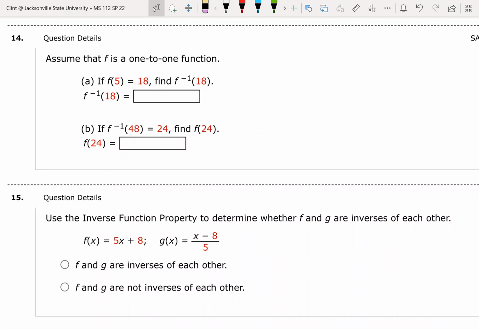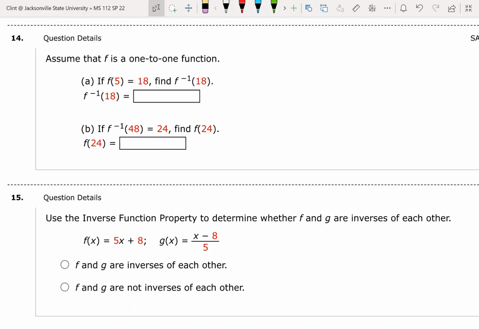Problem 14 says assume that f is a 1-to-1 function. So that means assume f has an inverse. And it says if f of 5 is 18, find f inverse of 18. How in the world are we supposed to figure that out? It doesn't even tell us the function. We don't have to know, because remember what an inverse function does. It just switches the x's and the y's.